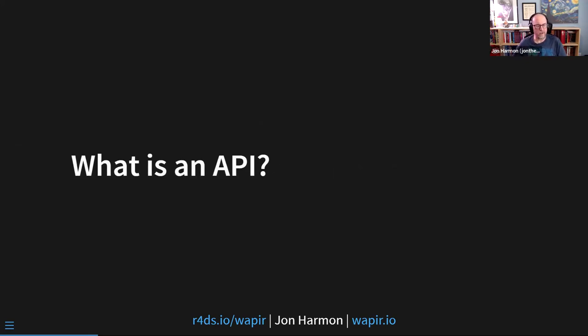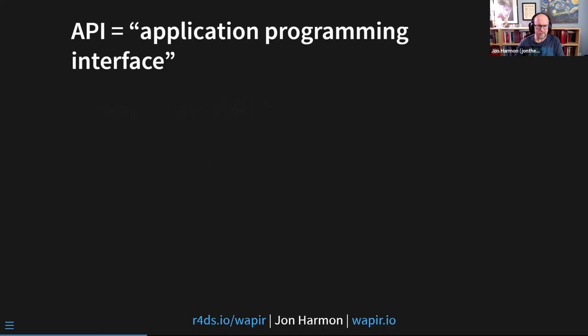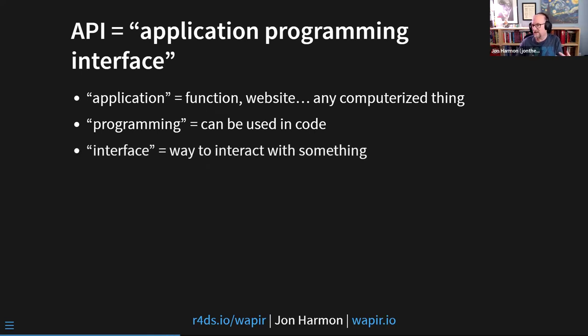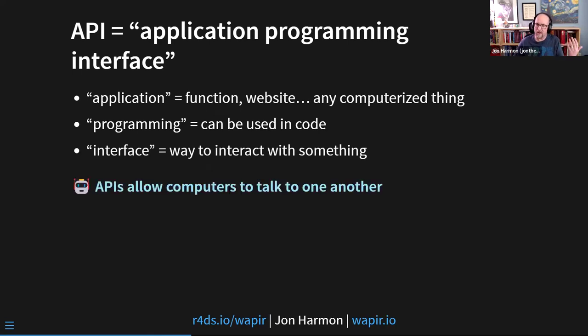This first section is, what is an API? An API stands for Application Programming Interface. Here, an application is a function, a website, pretty much anything that a computer is doing. Programming means it can be used in code. An interface is a way to interact with something. So altogether, APIs allow computers to talk to one another.